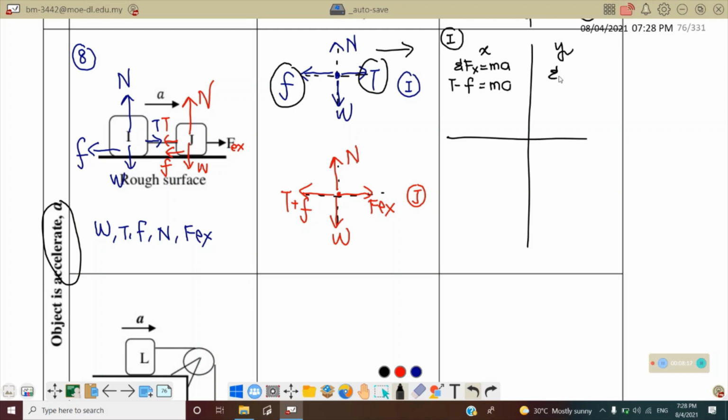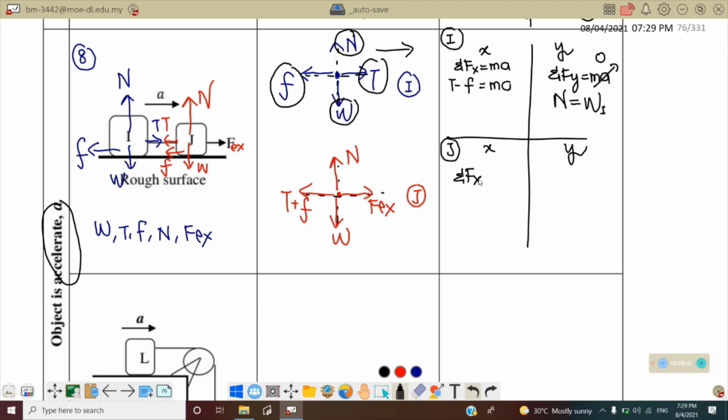For y, the resultant Fy equals ma. Again, as I mentioned, the object is not moving up or down, it's just static in the y component. So this one equals 0. Therefore, N minus weight equals 0, or we can write N equals weight for I. Okay, next we go to object J. So x and y components as well.